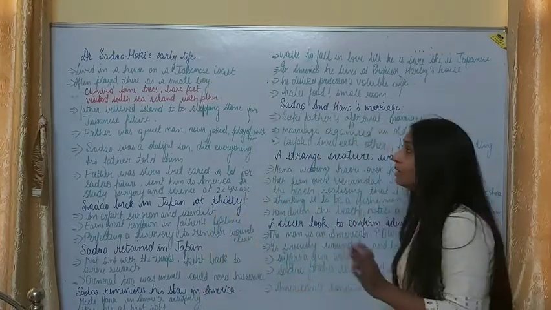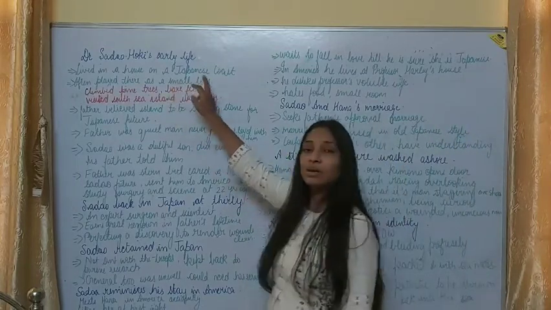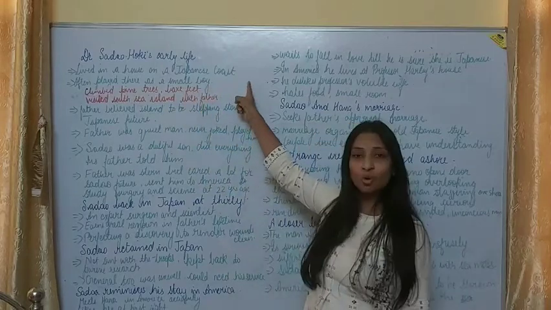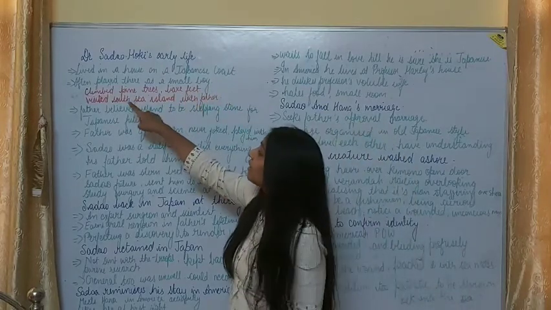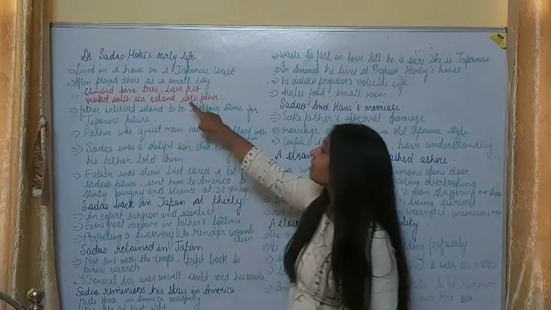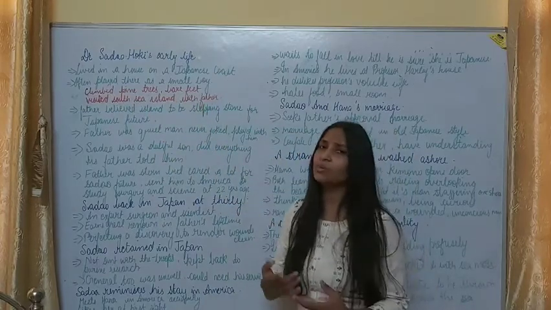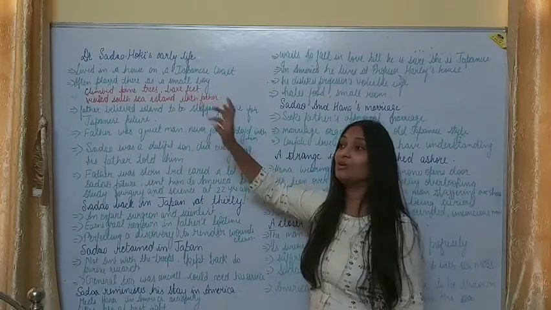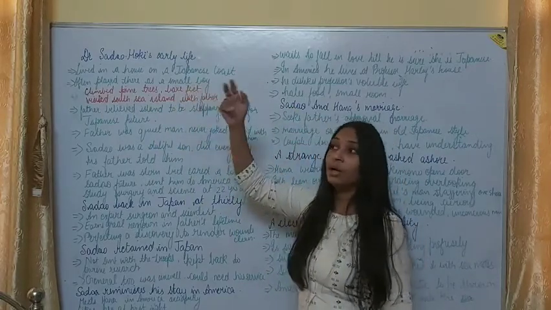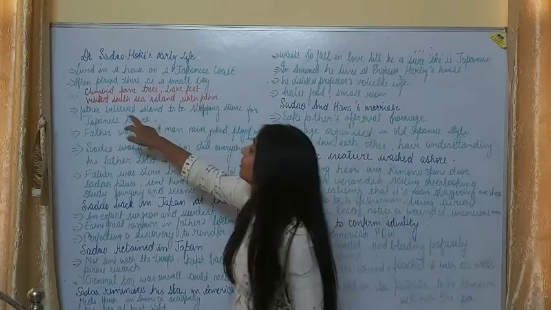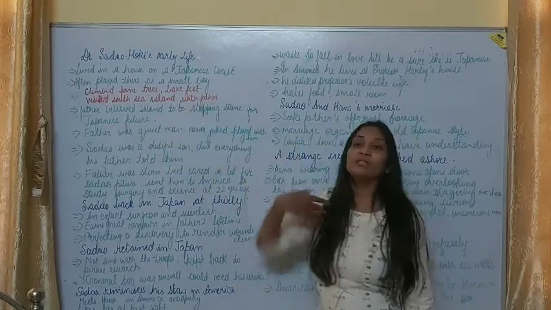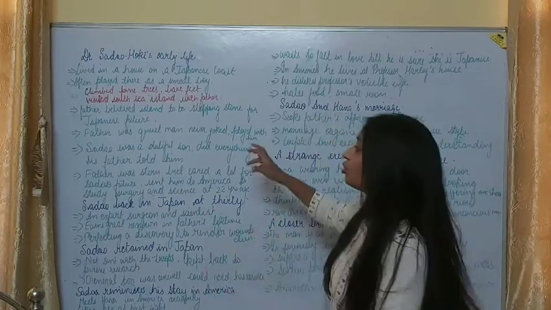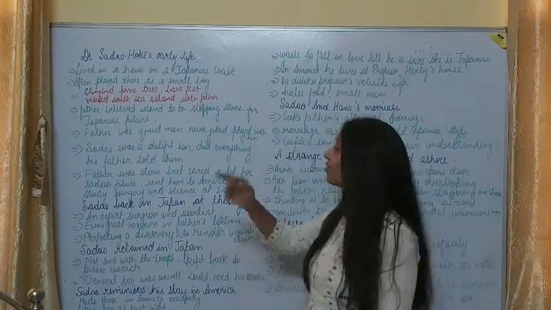Let's have a quick reading of it, children. Dr. Sadao Hoki's early life, I told you, was lived in a house on a Japanese coast. Now, he often played there as a small boy. When he was young, he used to play there on that coast. He used to climb pine trees barefoot. I told you from his house an island was visible and he used to visit that island with his father.